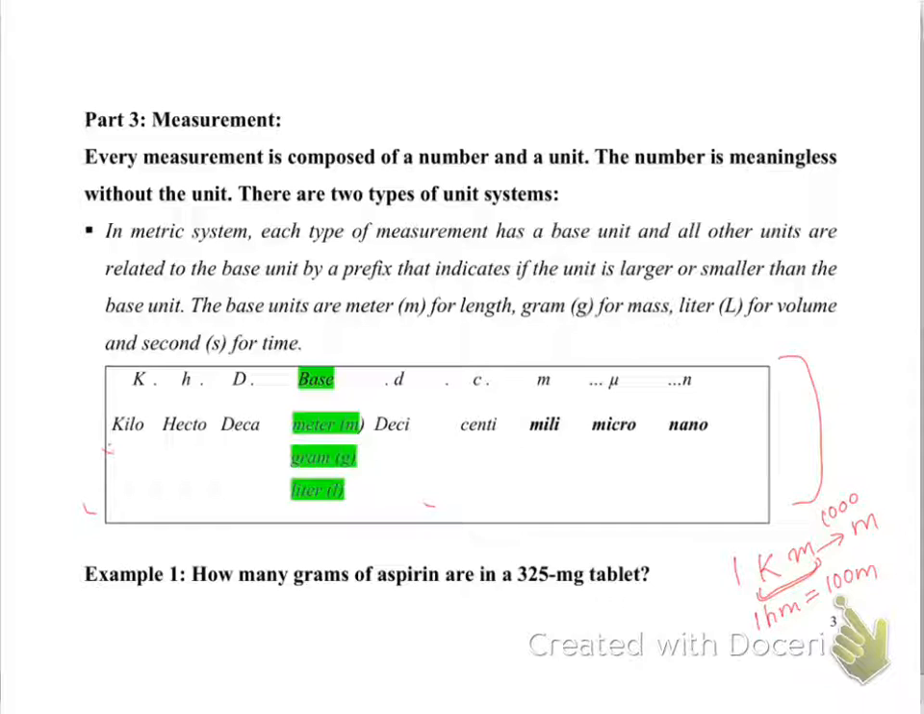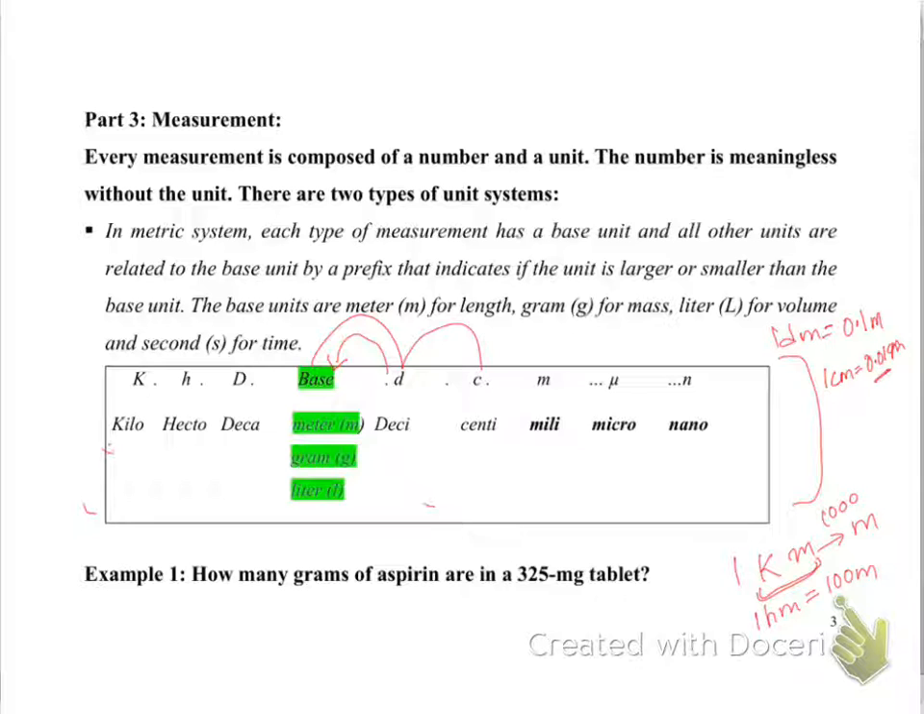Let's think about deci. 1 decimeter equals, now you're going backwards, 0.1 meter. Centimeter to meter. 1 centimeter equals 0.01 meter. So if you're moving 2 places back, then you have 2 digits after the decimal.